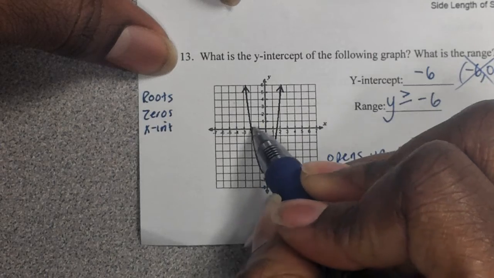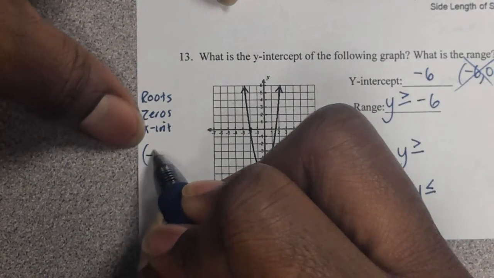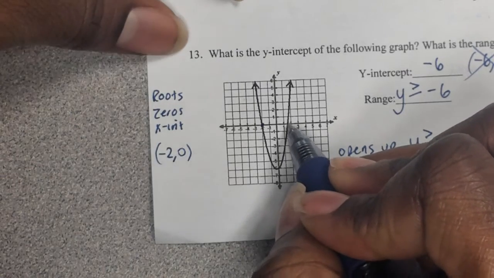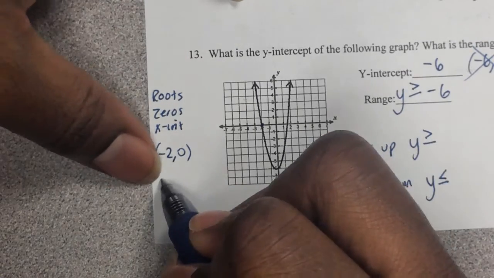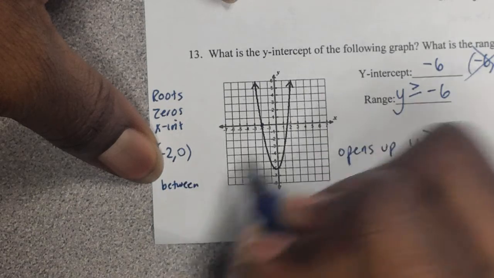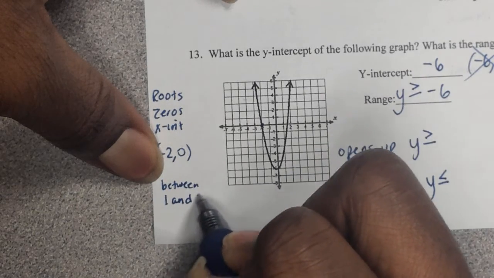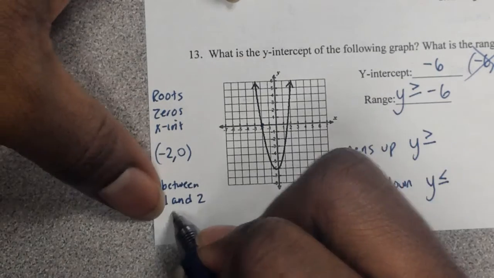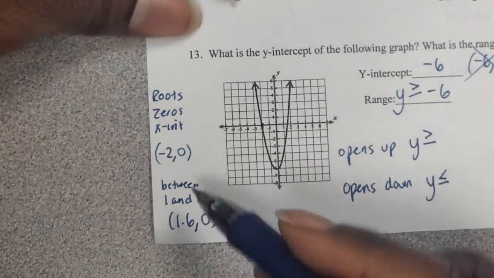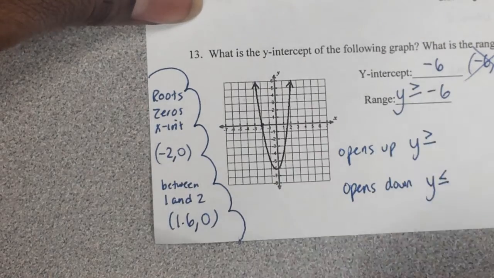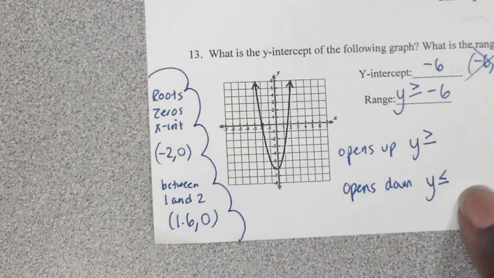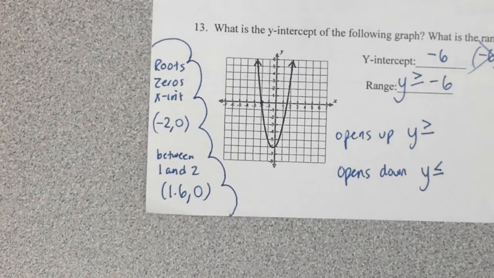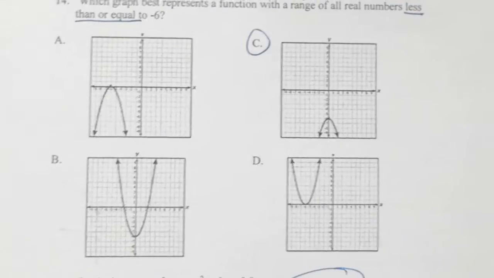So this root is at what? -2, 0. And this root right here is the one that's between, because we were writing that on the assessment yesterday, between 1 and 2, which we could say is maybe about 1.5 or 1.6 somewhere. Okay? So please make sure you remember what a root is. And if there's one located in between, you remember what in between means.